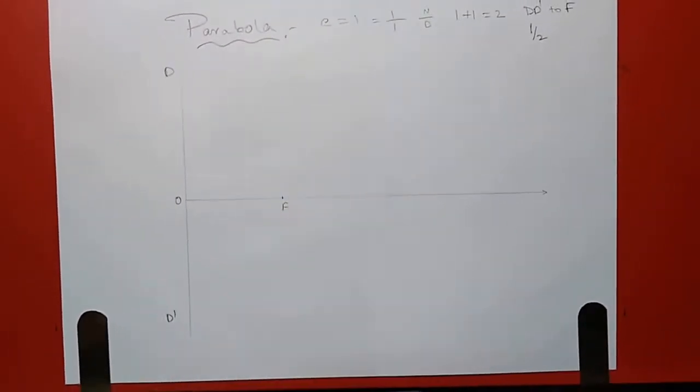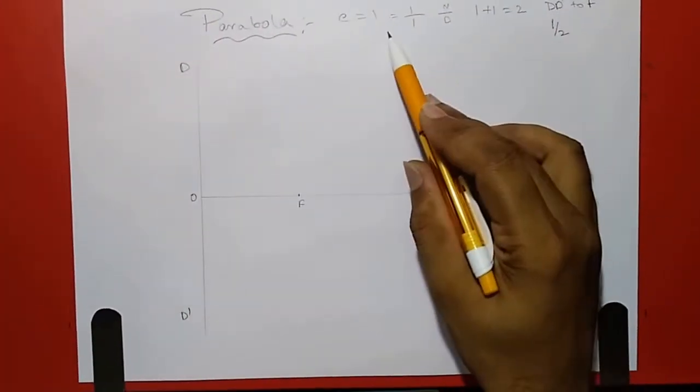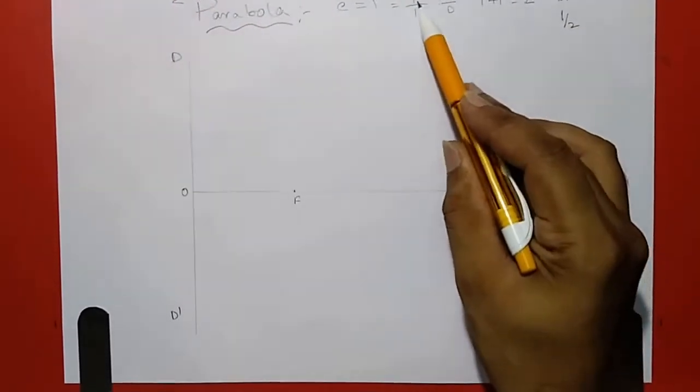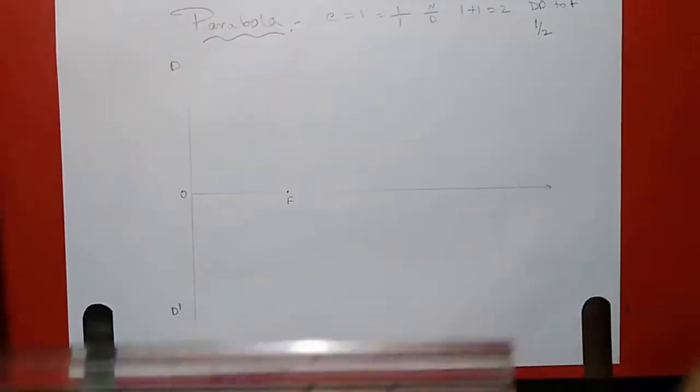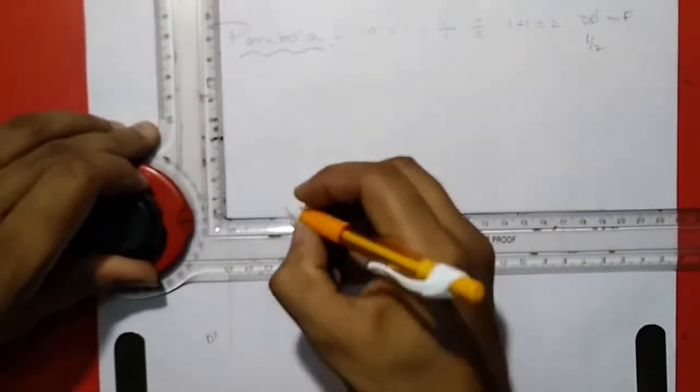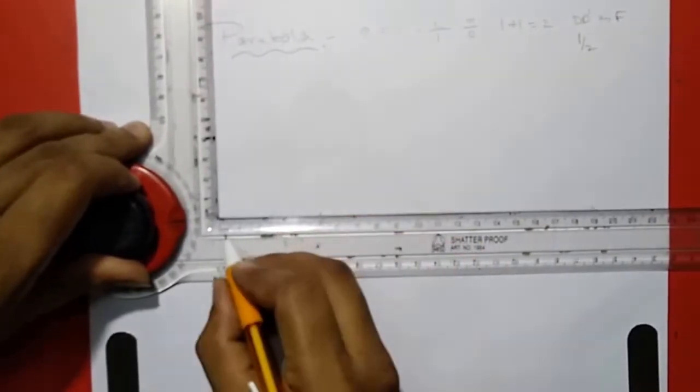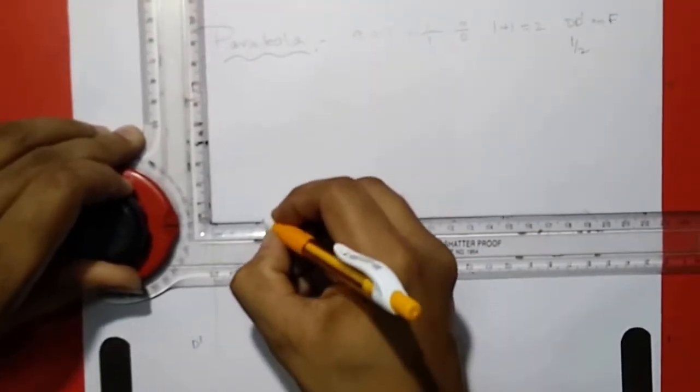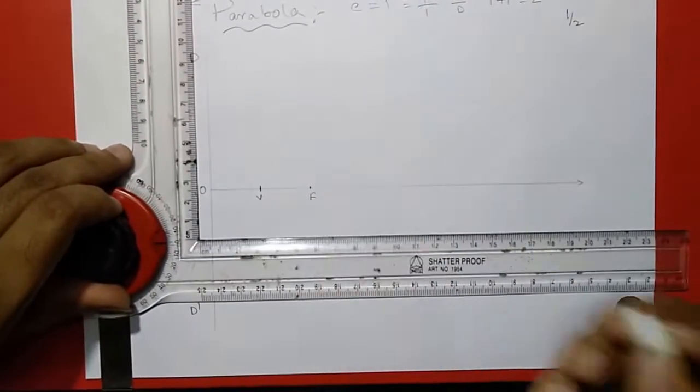And I have to divide this into 2 equal parts because our eccentricity is 1, and if we add our numerator and denominator, we get 2 parts. So we'll be dividing this into 2 parts. 50 divided by 2 is 25, right? This would be our vertex point.